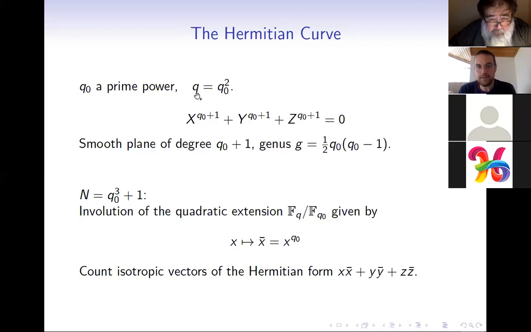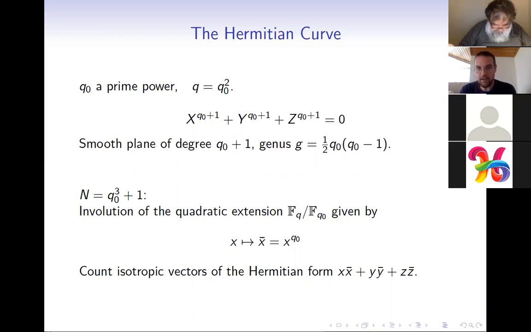So Q is an even power of a prime, if you want. And then we look at this Fermat curve defined by this homogeneous equation of degree Q0 plus 1. It is a smooth plane curve of degree Q0 plus 1, so you can calculate its genus. And you can count explicitly how many rational points it has. Namely, it always has Q0 Q plus 1 rational points. This you can see in various ways.